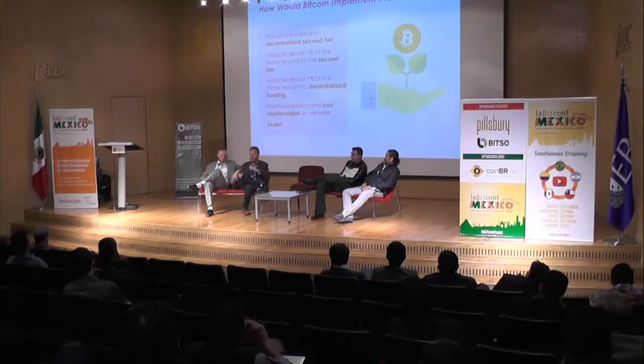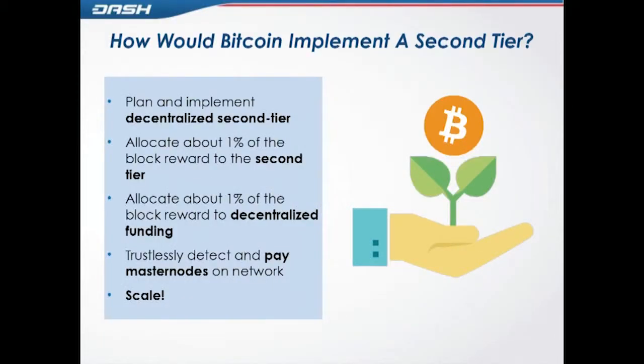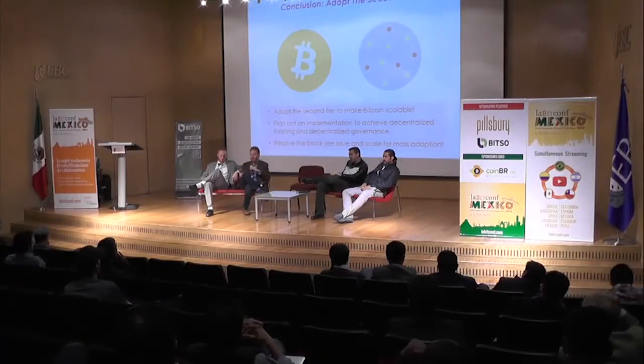These are some of the smartest people I've ever met, so I'm sure they could do an amazing job. It does require that part of the block reward gets allocated for the second tier so that it compensates them. And it requires that part of the block reward would get allocated to decentralized funding as well. And then you trustlessly detect and pay the master nodes that are on the system, and then you should be able to scale rather efficiently. So what's the conclusion? I would say that we should start talking about this and see what the Bitcoin community thinks about adopting something like this on the Bitcoin network.